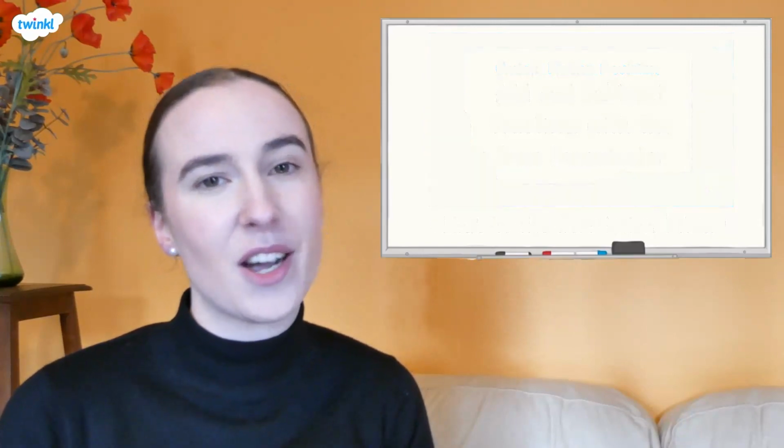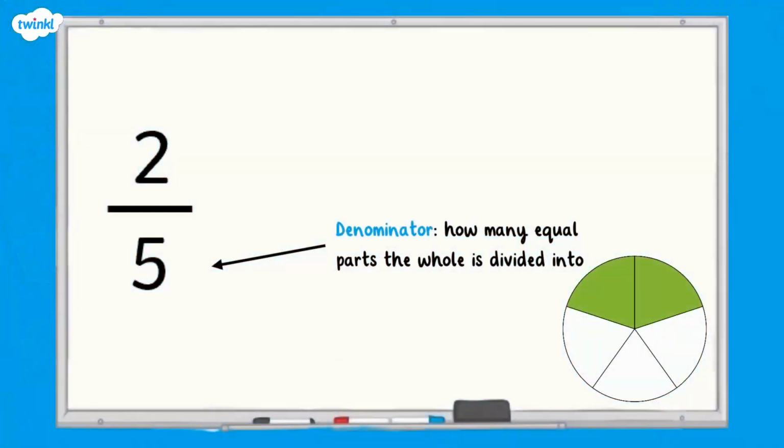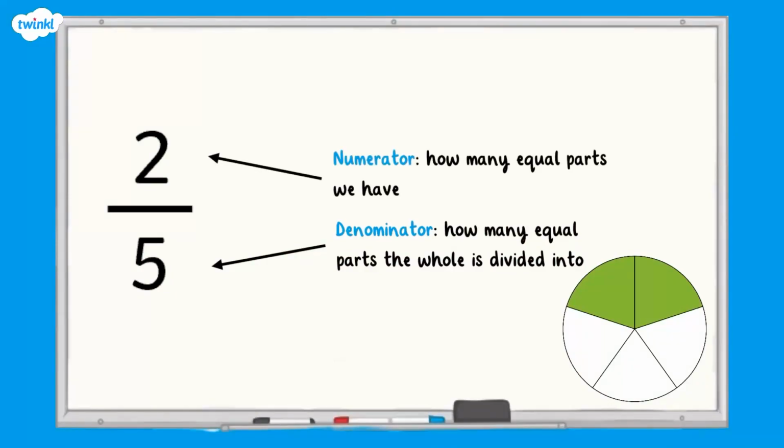Let's have a reminder about fraction vocabulary. The denominator is the number on the bottom of the fraction. It tells us how many equal parts the whole is divided into. The numerator is the number at the top of the fraction. It tells us how many equal parts we have. So for 2/5, the whole has been divided into 5 equal parts and we have 2 of them.